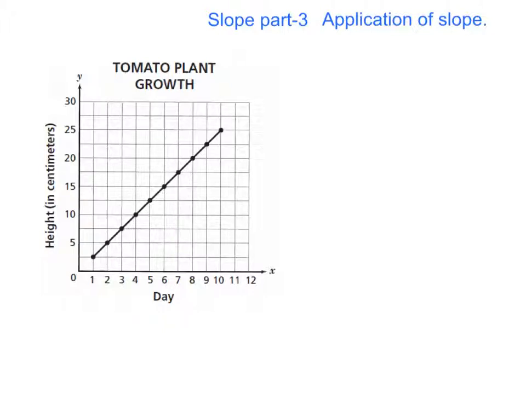So here we have a linear equation. We don't have the equation, but we can figure out the slope from the graph. To do that, we would pick any point on the graph, and then we can count the rise, and we can count the run, and that would give us the slope of the line.